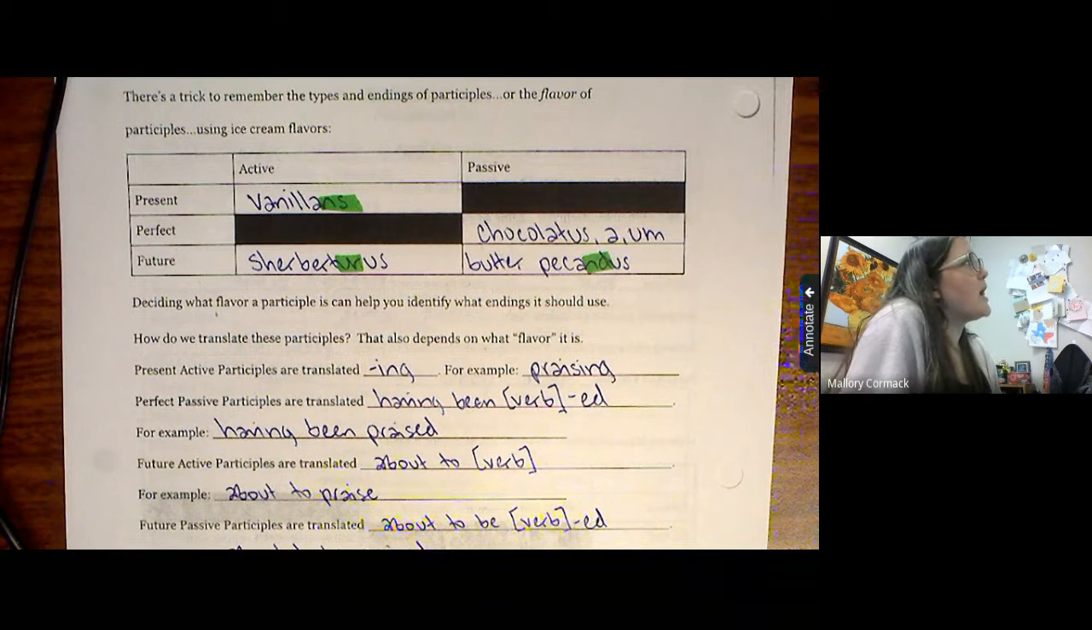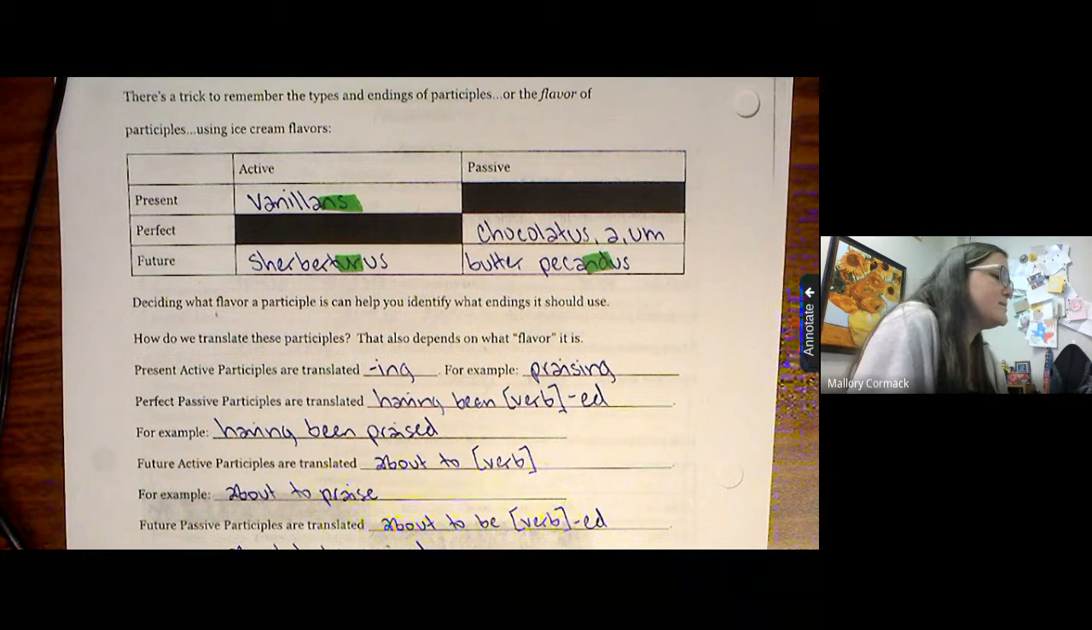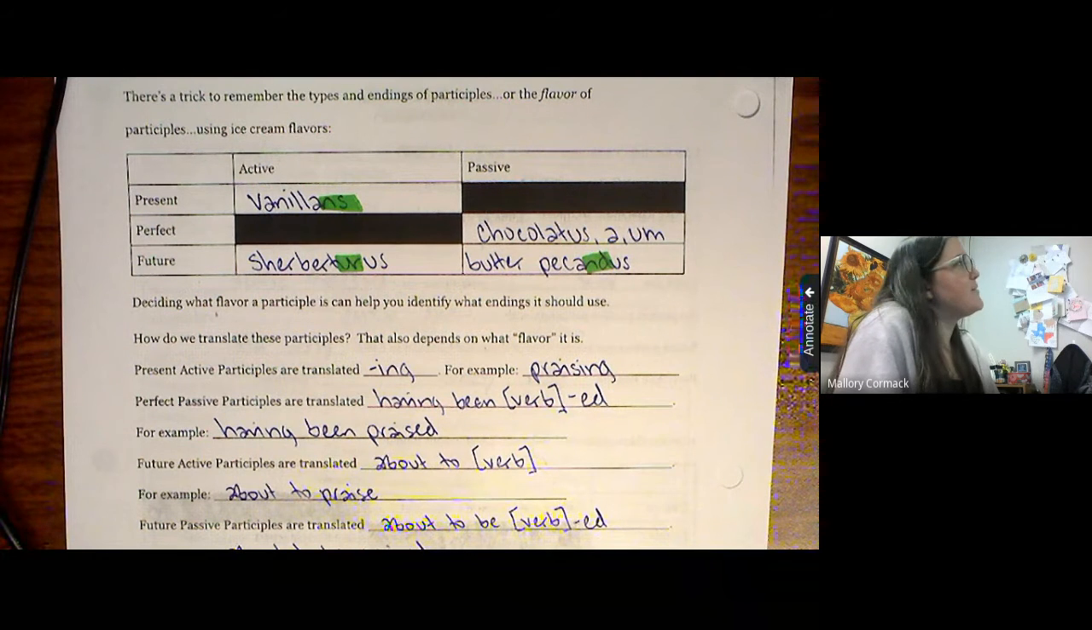First, we have our future active, the sherbatorus participle. Again, getting that -ur in there for our future -ur, right? So I've highlighted that for us. And then for our future passive, again, a rarer one, we have the butter pecandus participle. Again, I've highlighted that -nd in there for our butter pecandus. So that's just a trick to help you remember how to form these participles and what their clues are. And we'll be working on that more.